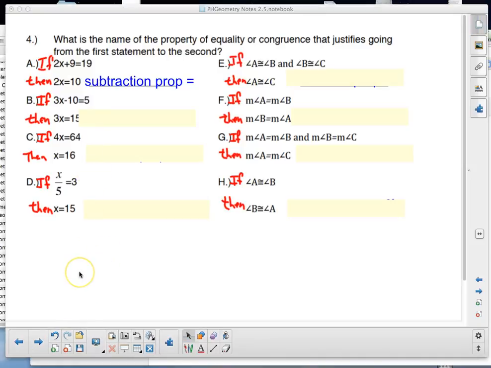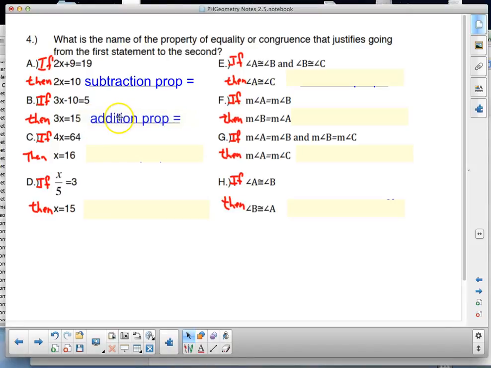Hopefully you took me seriously on this and you're trying to do it yourself and you're going to correct as we go. But I'll just point out what changed. 3x minus 10 equals 5. Well, I added 10 to both sides, it becomes 3x equals 15. So it's addition property of equality. Here, 4x equals 64, now x equals 16. I divided by 4 on both sides, and it's division property of equality.